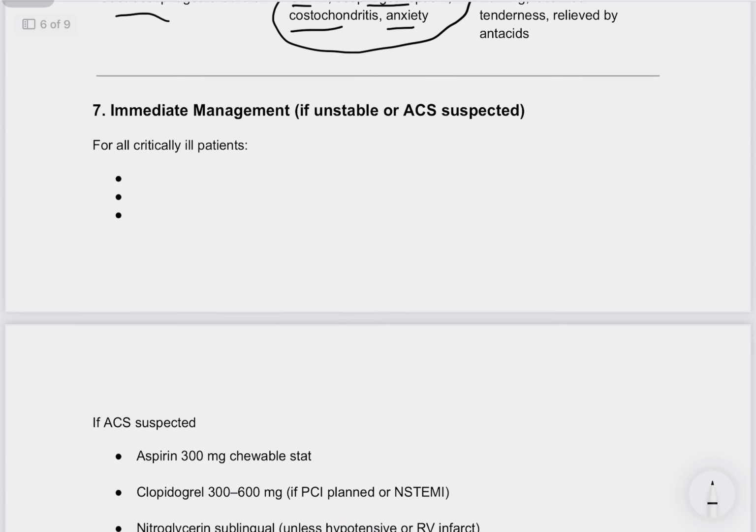So now going towards the immediate management for all patients. For all critically ill patients, oxygen should be given if SpO2 is less than 90%. We have to have IV access.